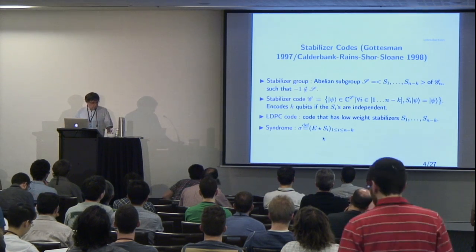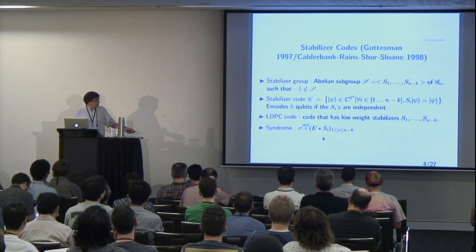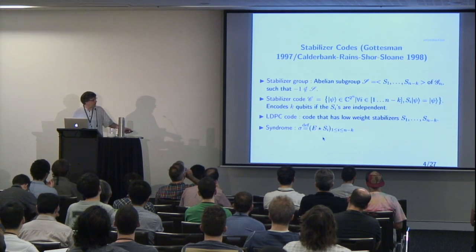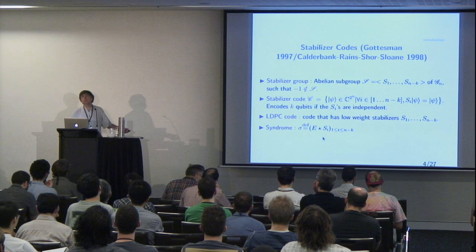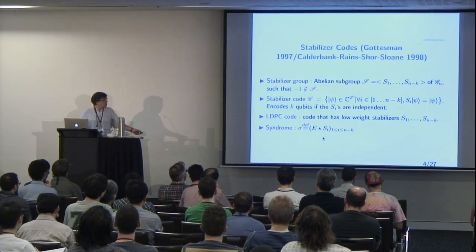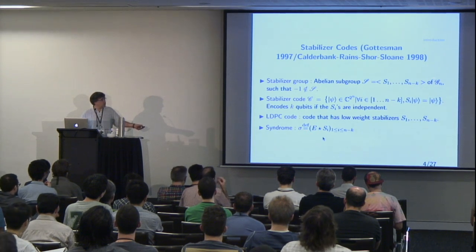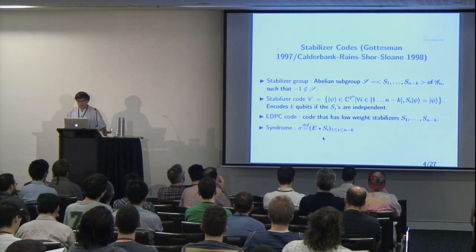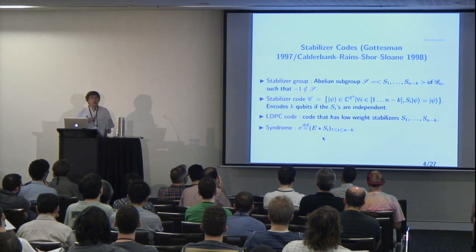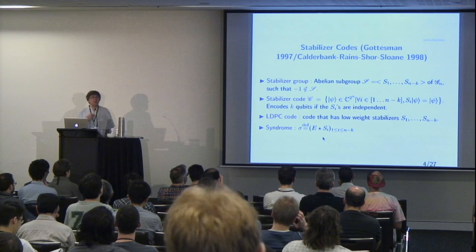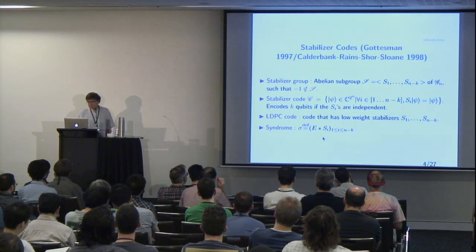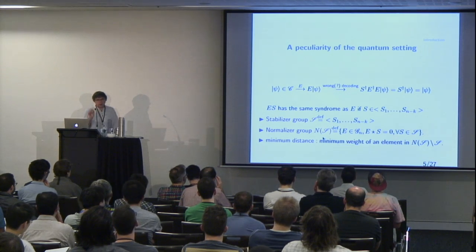And the result of a measurement is just the fact whether or not the error E, which occurred, but I'm assuming here that it's also a Pauli error, commutes or not with the stabilizer I chose for the code. So this is the information that you have, and now you want to decode. Basically, you want to find the right error. It's not completely this. I'm coming to this issue right now.